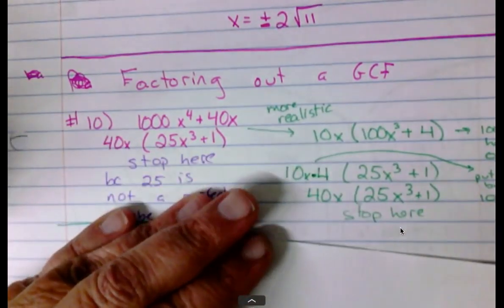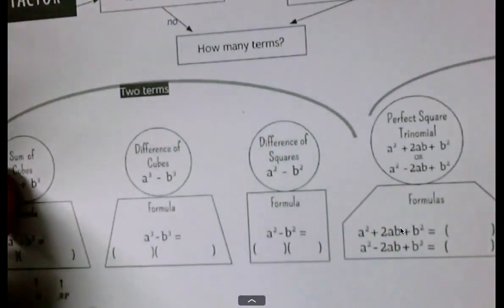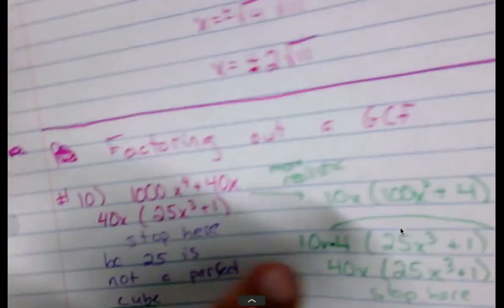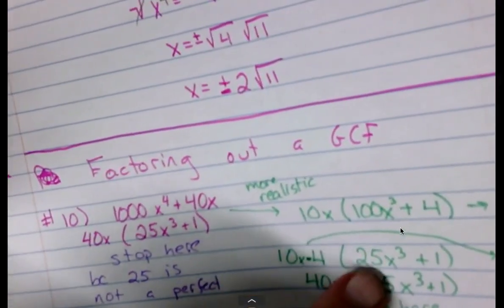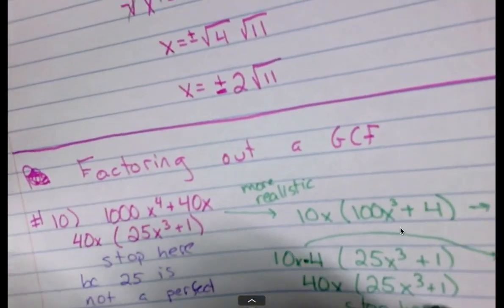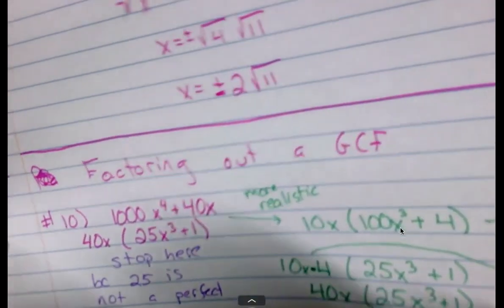It has two terms. I'm going to look here. It could be a sum of cubes, except 25 isn't a cube. So that means I can't factor it any further, and I'm done.